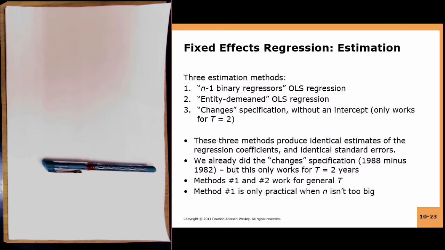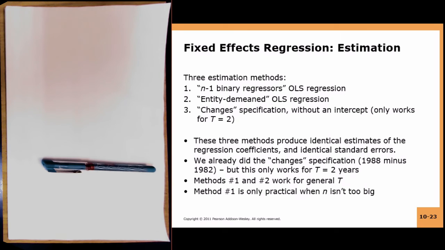In the changes specification, as we discussed before, you do not need an intercept. So you regress the changes in fatality rate over the changes in beer taxes. These three methods produce identical estimates of the regression coefficients and identical standard errors. We did the changes specification already, and methods 1 and 2 work for general time periods, not just for T equals 2.